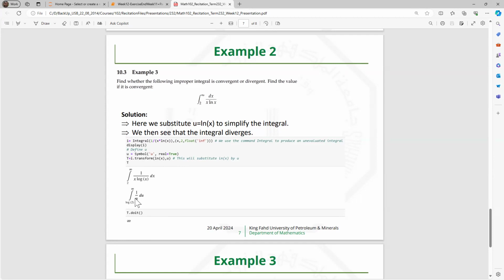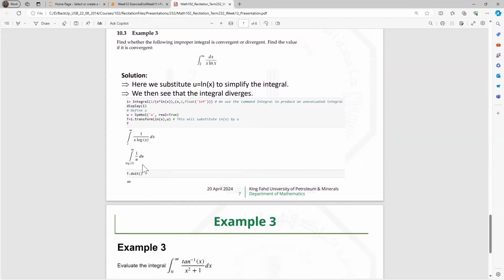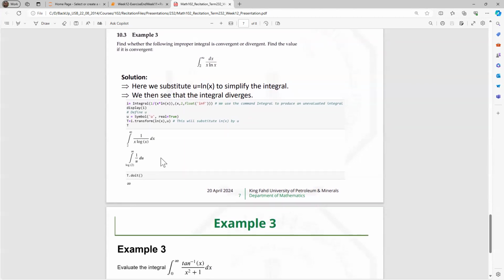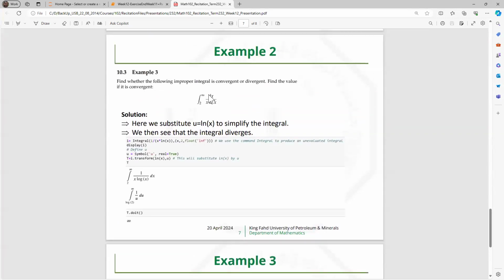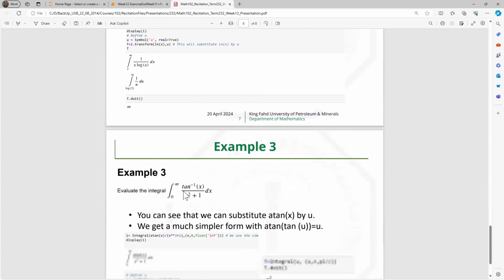Because the antiderivative of 1 over u is just ln of the absolute value of u, and of course this goes to infinity when the variable goes to infinity. So basically this improper integral diverges, of course.